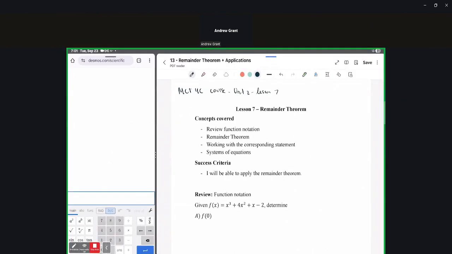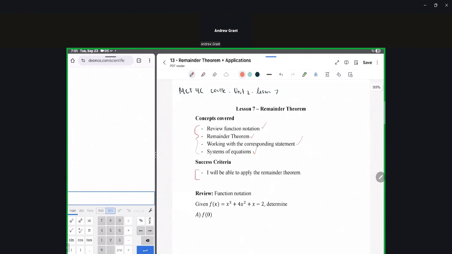As a quick reminder of things we're going to be studying today, we'll be having a look at function notation, and that'll actually be our review section. We have the remainder theorem itself. We're going to work with the corresponding statement as well as revisit a topic from the past known as systems of equations. As for a success criteria, basically you'll be able to apply the remainder theorem. So understand what it is and then be able to use it and go from there.